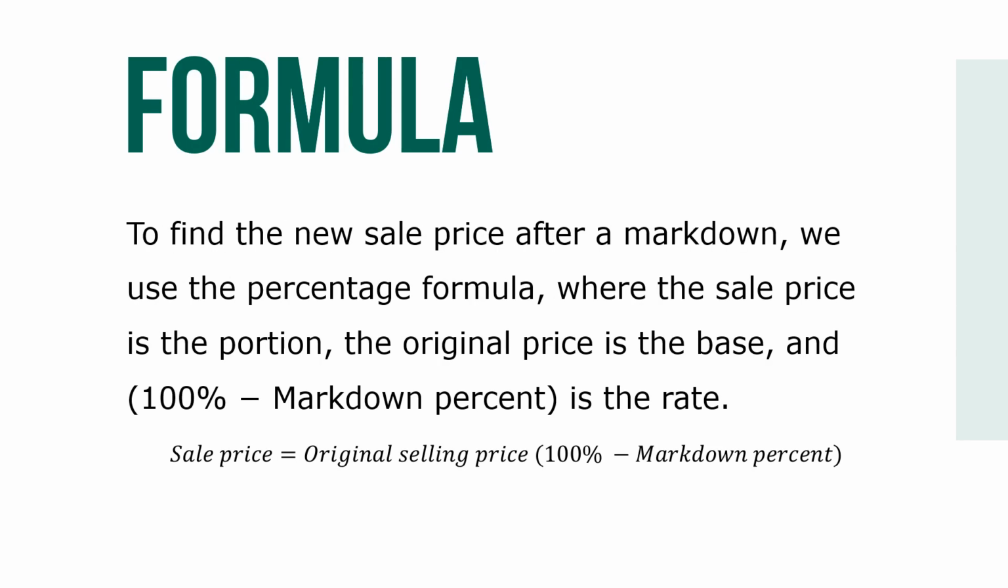To find the new sale price after a markdown, we use the familiar percentage formula. Portion equals rate times base, where the sale price is the portion, the original price is the base, and the 100% minus markdown percent is the rate. So sale price equals original selling price times 100% minus markdown percent.